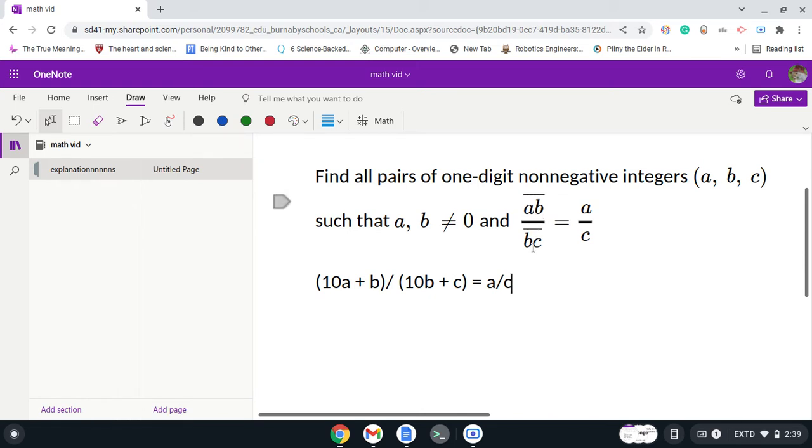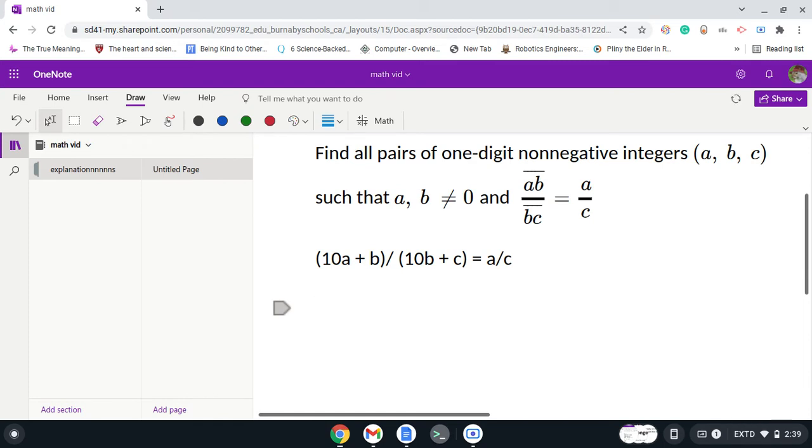So first we can write ab and bc as 10a plus b and 10b plus c. And then we can cross multiply to get 10ac plus bc is 10ab plus ac. And we can write that as 10a times c minus b is c times a minus b.